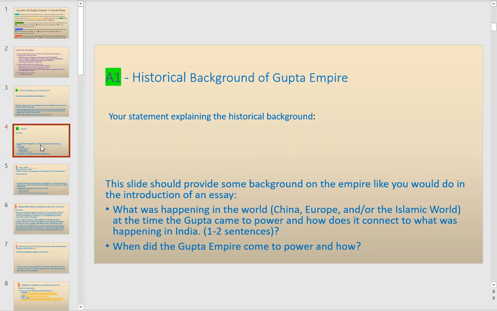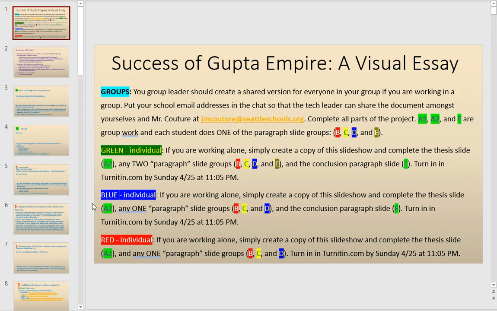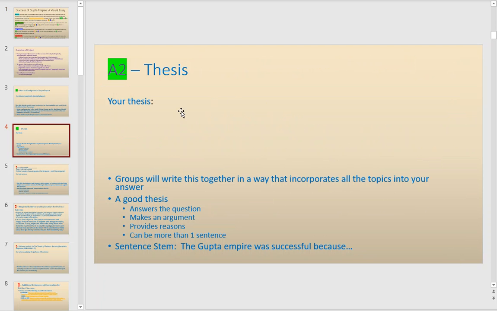And then if you're in the groups, or in any of these individual groups, you're also going to write a thesis statement about the success of the Gupta Empire. I would do this last because you'll want to do your research and your paragraph stuff first, so you'll know what your thesis is going to be. But if you're in a group or individual, you'll have to write a thesis that will match the stuff you do in the later slides.